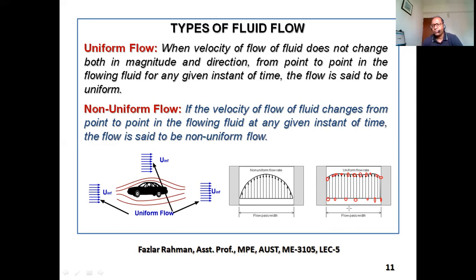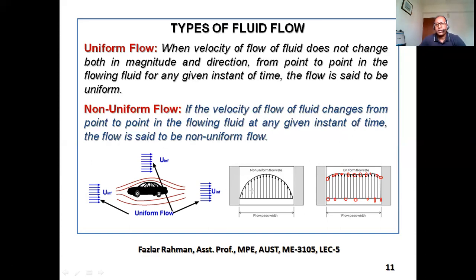Almost all, except the wall, because the wall has less velocity due to the viscosity and the friction. That's why it traveled less around the wall. But in the middle, all the fluid elements have almost the same velocity. So this type of flow is called uniform flow.